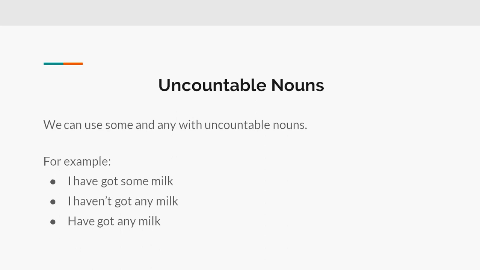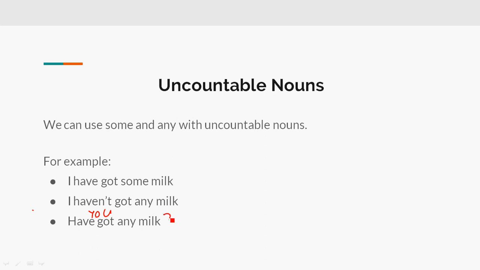We can also use some and any with uncountable nouns. For example, I have got some milk. I haven't got any milk. Have you got any milk? So the word missing here is you. Bear with me one second. So the word missing here is you. So, have you got any milk?